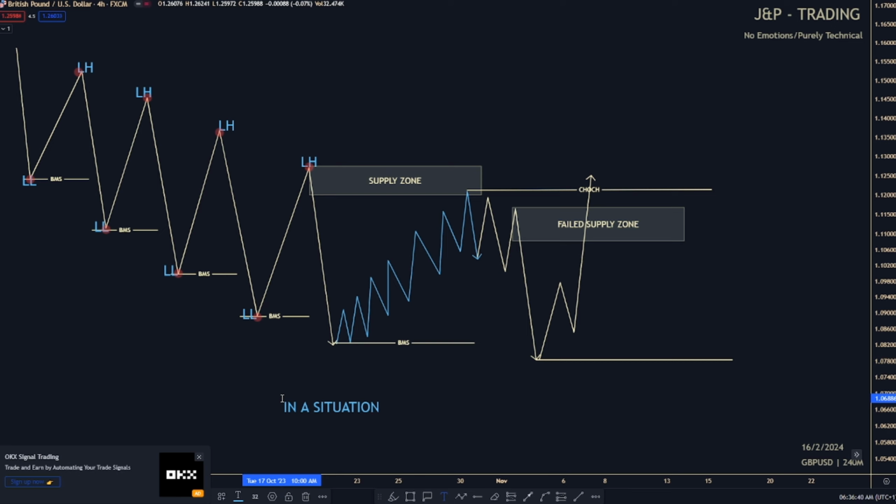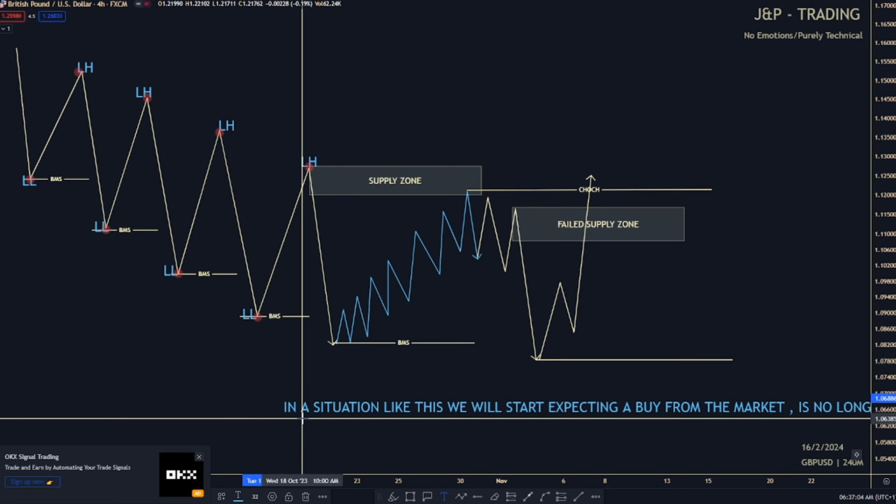In a situation like this, I hope you guys are seeing what I marked now. That range high we have been expecting the market will not take out, finally it has been violated and the market has taken out that range high, which simply implies that we are no longer going to be looking for a sell in the market. Rather, we are going to shift into buys.